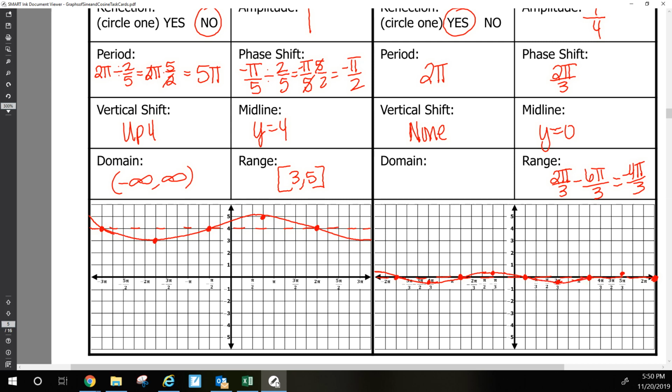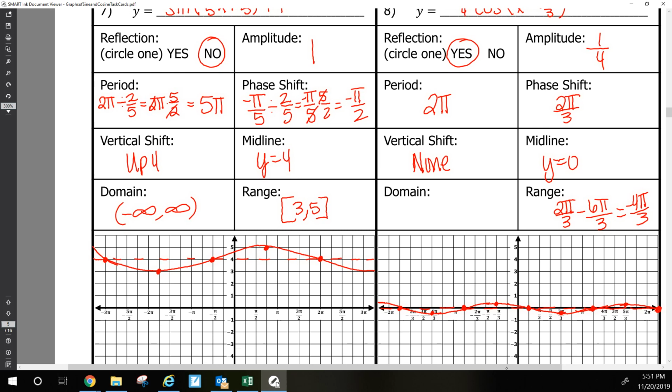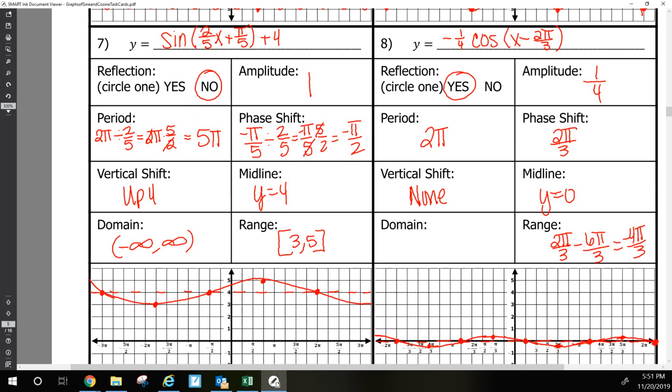So you might think it's a horizontal stretch. But remember, a horizontal stretch is going to look like a vertical compression, and that's what we have on this one. It's really a vertical compression, but it looks very much like a horizontal stretch. What's our domain for this one? Negative infinity to infinity. Our range goes down to negative 1/4 up to positive 1/4.